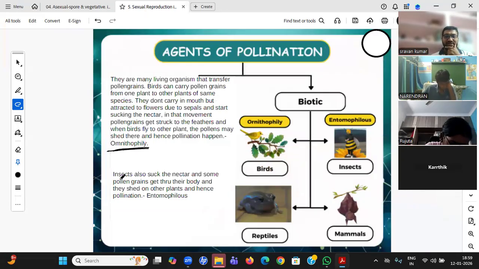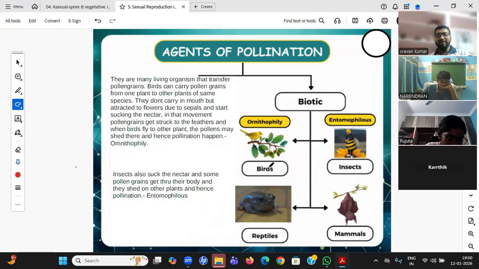Similarly, students, insects also suck the nectar. Some pollen grains stick to their body and they shed them onto other parts of other plants. The same thing happens with insects also. And entomophily. I think the study of insects is entomology. Entomology. I guess that's the reason they might have given this.